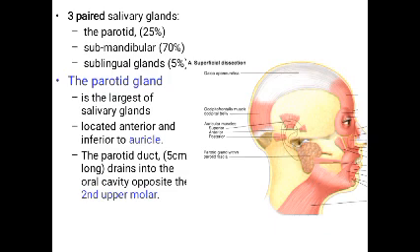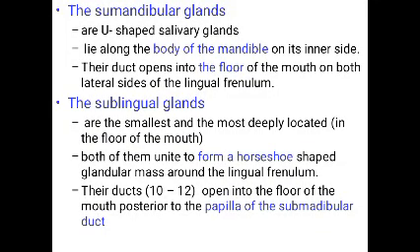The parotid gland is the largest of the salivary glands, located anterior and inferior to the auricle. The parotid duct, 5 cm long, drains into the oral cavity opposite the second upper molar. The submandibular glands are U-shaped salivary glands that lie along the body of the mandible on its inner side.